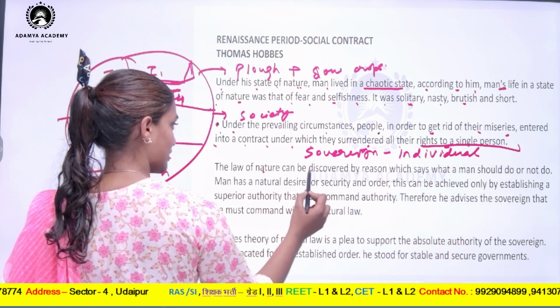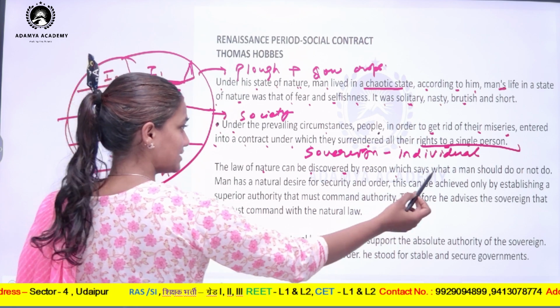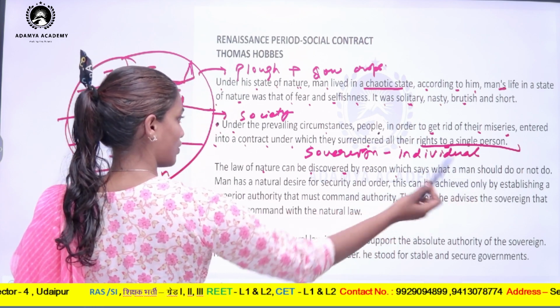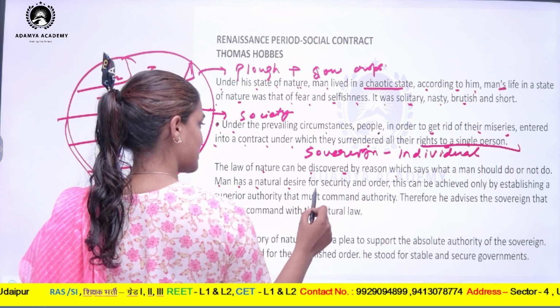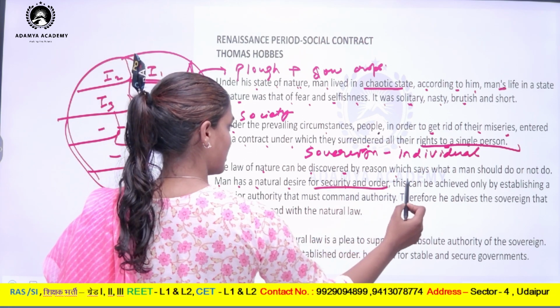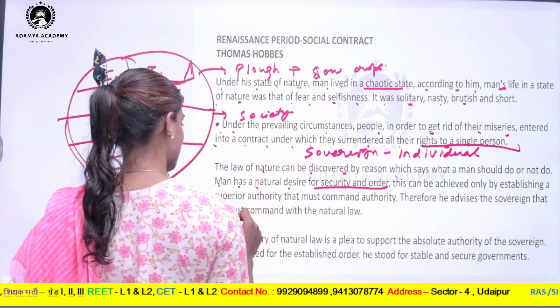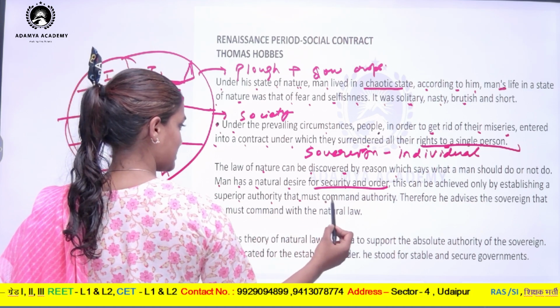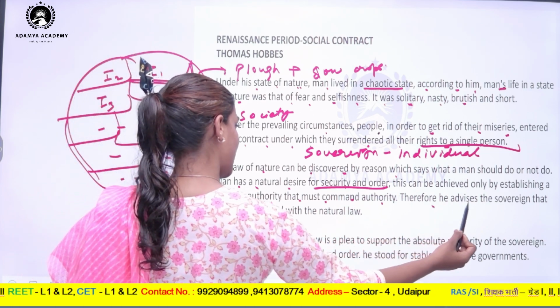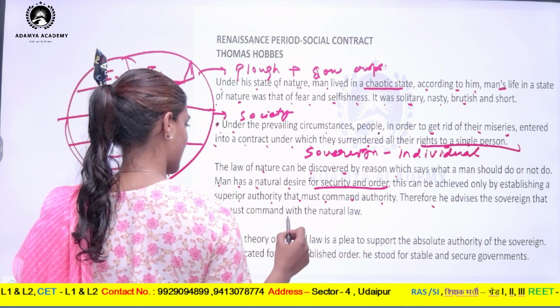The law of nature can be discovered by reason. Man has a natural desire for security and order. This can be achieved only by establishing a superior authority that must command authority. Therefore, he advises that the sovereign must command in accordance with the natural law.